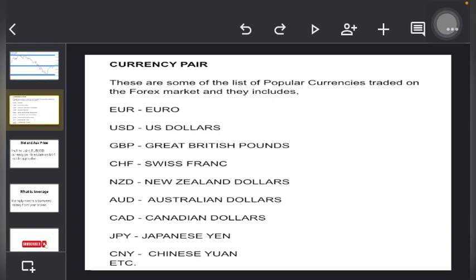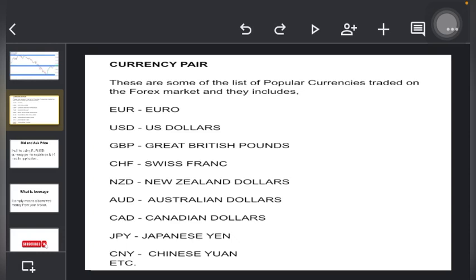The first currency that is paired together with the second currency has more strength over the next currency that is paired together. For example, let's take this Euro and US dollars. Okay, if they are paired together, with your own layman understanding, you will understand that Euro is bigger in value than US dollar.